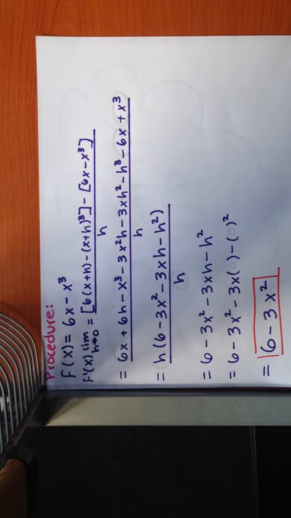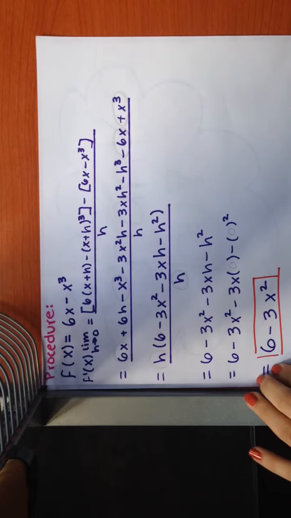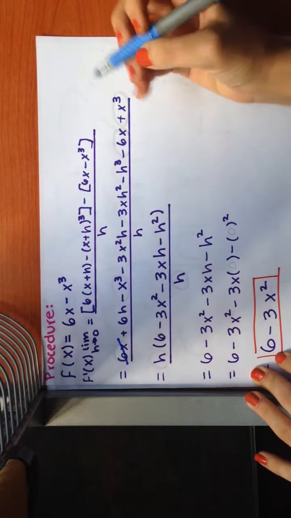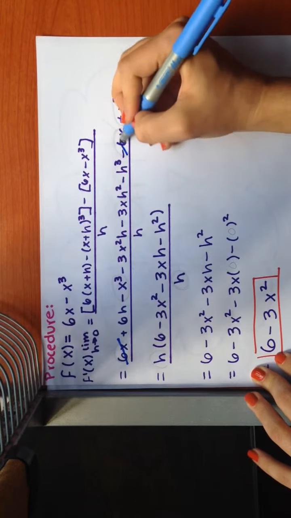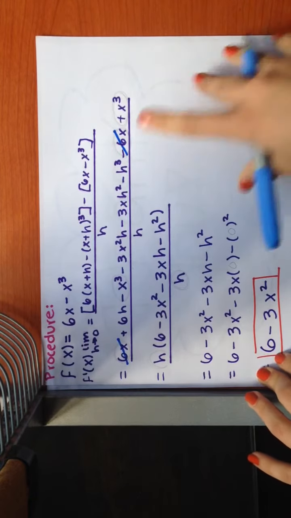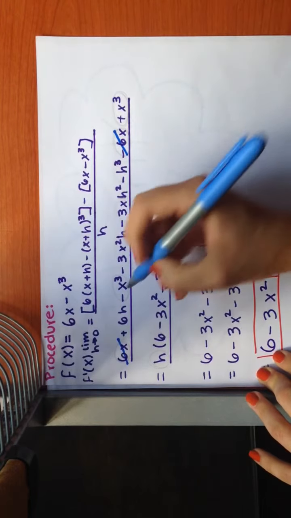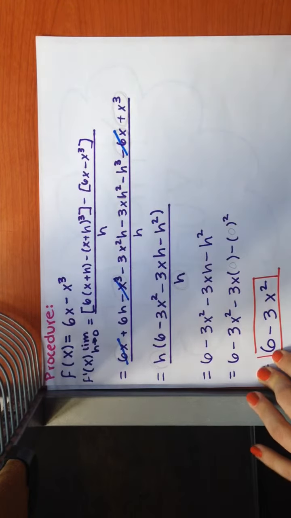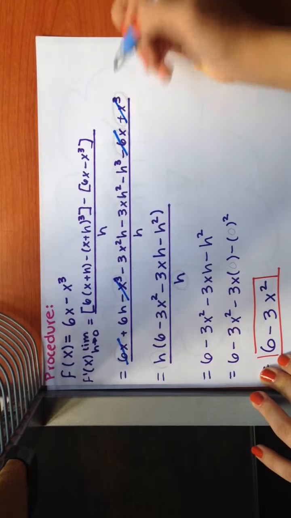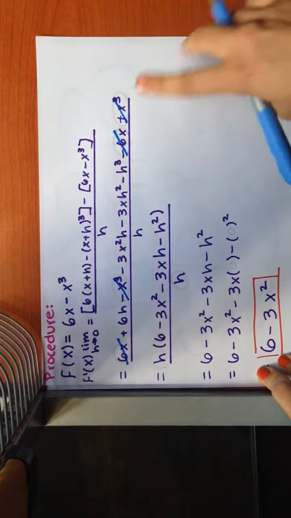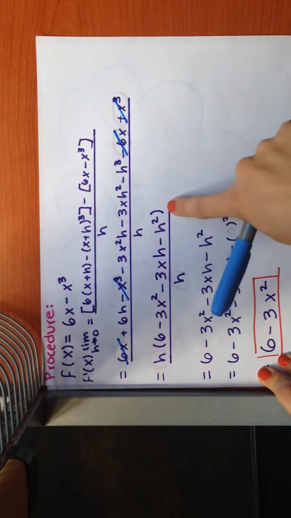First, we have to see if there are any common factors that we can eliminate. In this case, we do have 6x can be eliminated with this, that is minus 6x. Another thing we can eliminate is minus x elevated to the third power with plus x elevated to the third power. If we get out all the things we eliminated, this is our result.